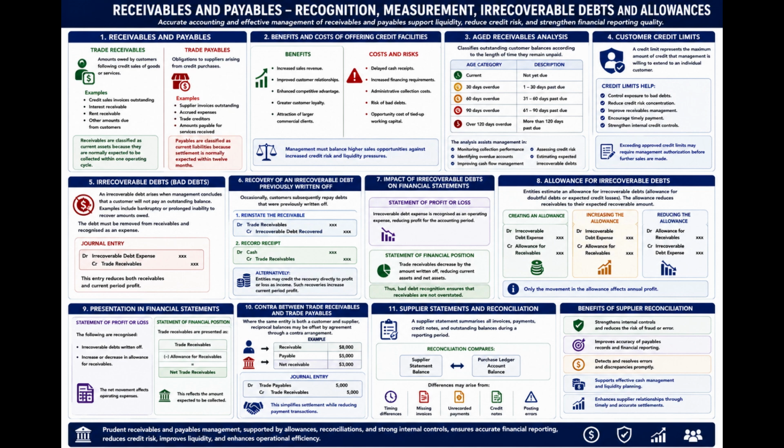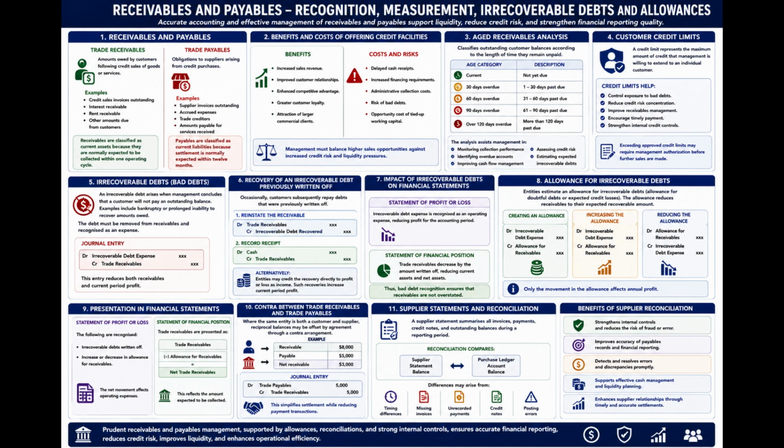Increasing the allowance. If the required allowance exceeds the existing balance: Dr. Irrecoverable debt expense, Cr. Allowance for receivables. Reducing the allowance. If the required allowance decreases: Dr. Allowance for receivables, Cr. Irrecoverable debt expense. Only the movement in the allowance affects annual profit.